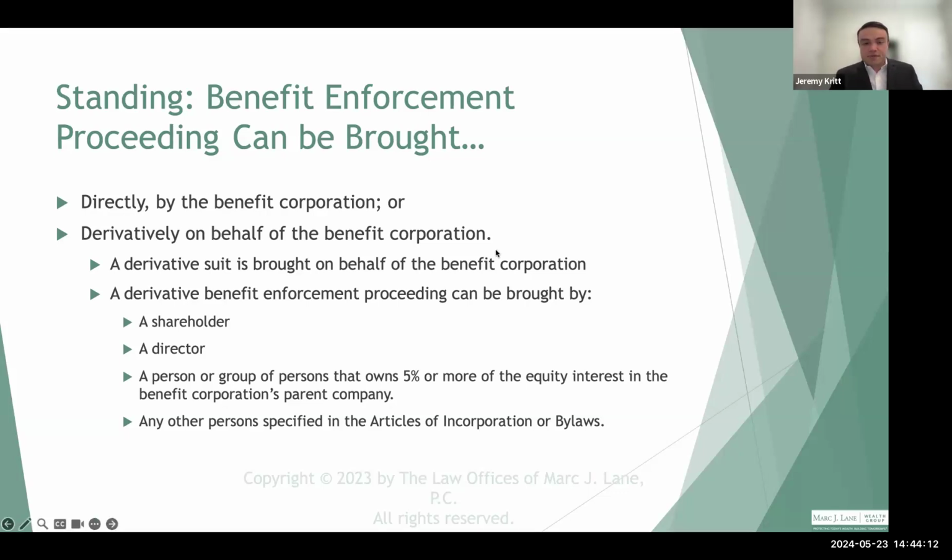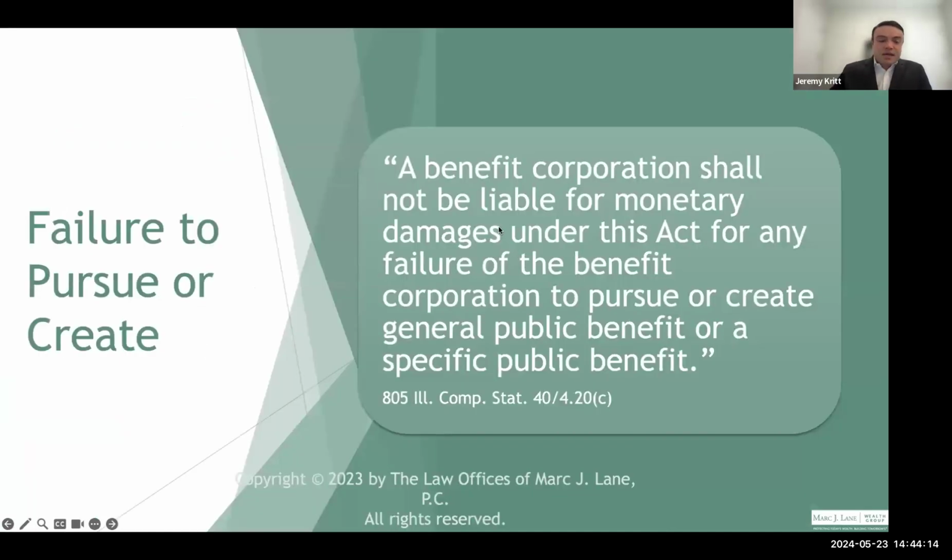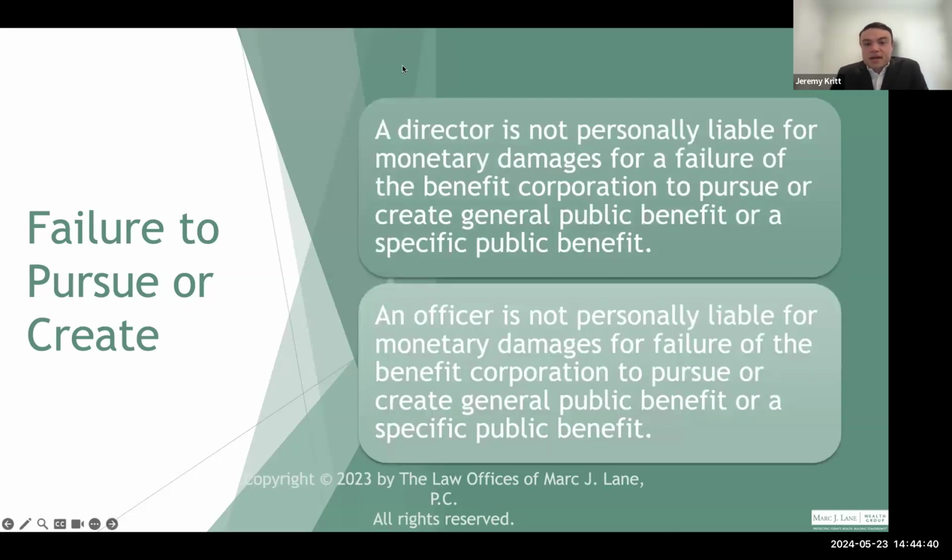As I mentioned, there are two types of claims that can be brought in the benefit enforcement proceeding. The first is the failure to pursue or create general or specific public benefit. So what's the remedy for that? Well, a benefit corporation cannot be liable for monetary damages for its failure to pursue or create. And a director and officer, as we discussed, also cannot be personally liable for monetary damages for the failure to pursue or create. So then what does that leave us?